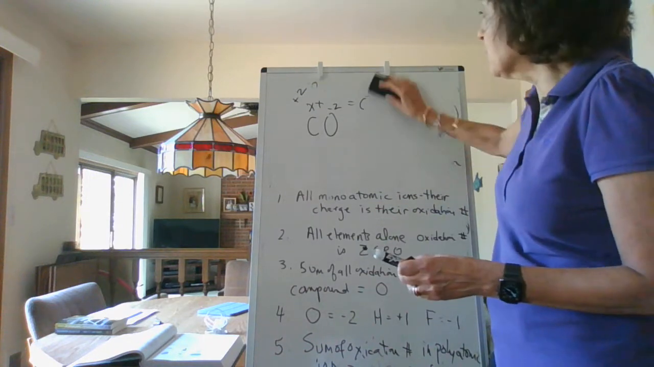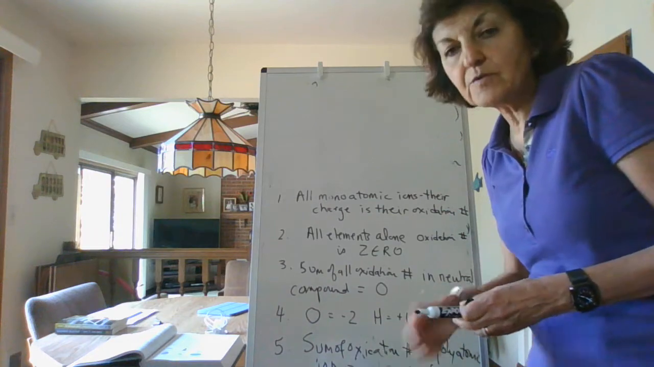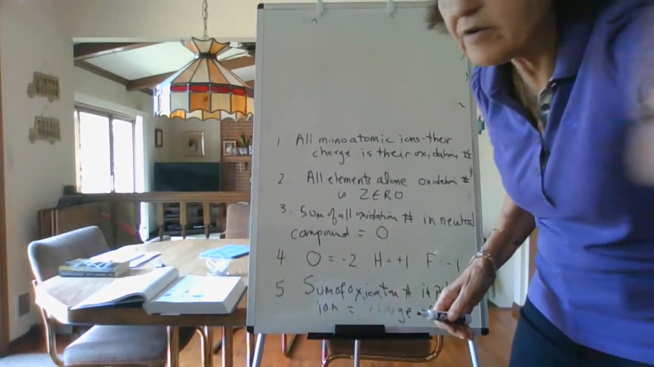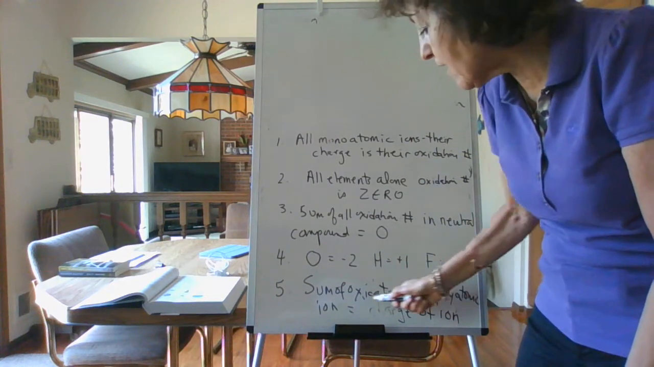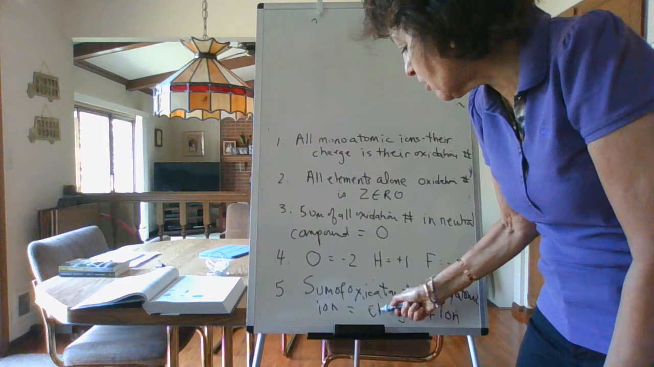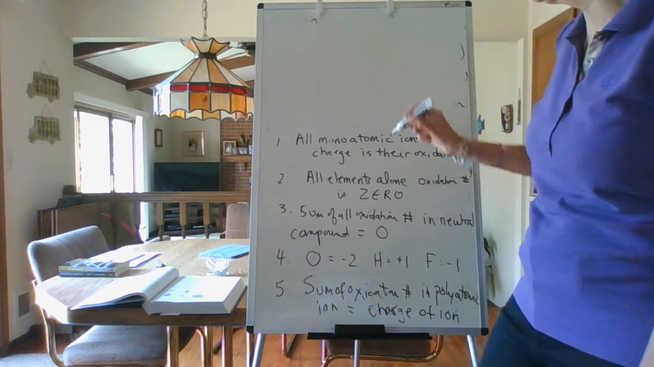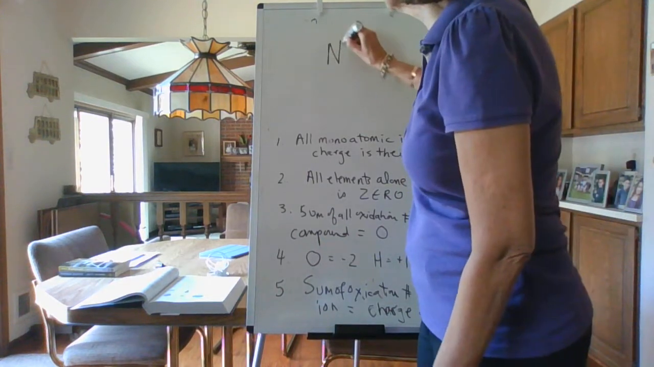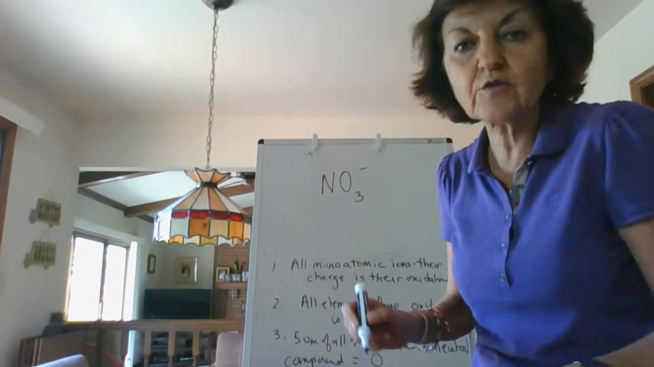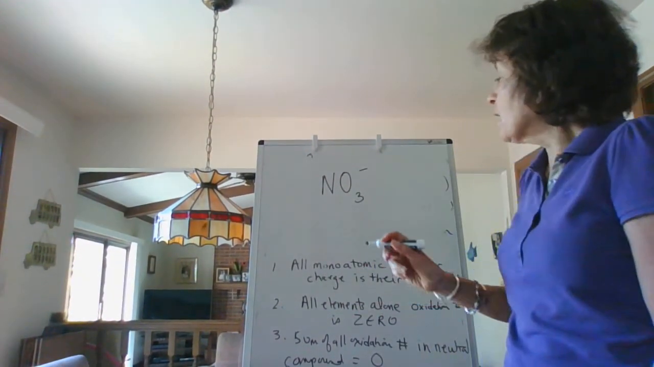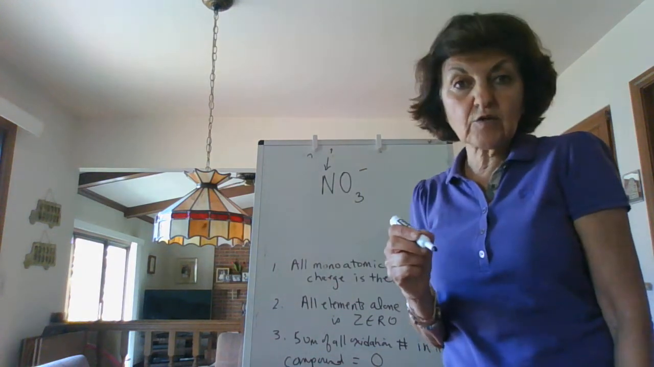And then rule number 5 states that the sum of the oxidation numbers in a polyatomic ion equals the charge of the ion. Okay, what do I mean by that? Let's say I've got this substance here. I have the nitrate polyatomic ion.